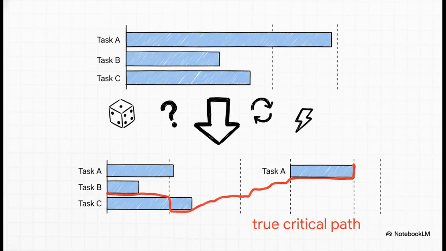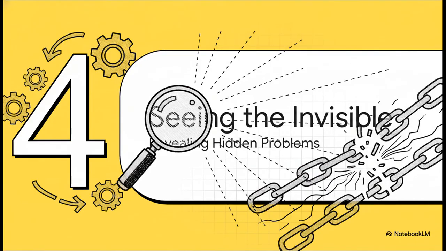And what this does is reveal the true critical path, not just the longest chain of tasks on paper, but the path that actually causes the most delays when things inevitably go a little bit wrong. So being able to test what-if scenarios is obviously a game changer. But simulation has another superpower. It makes the invisible problems, the ones lurking in your current process, suddenly totally visible.